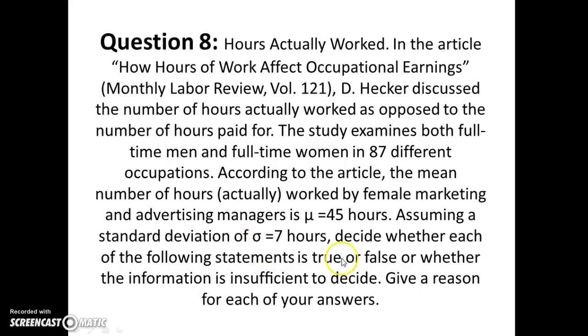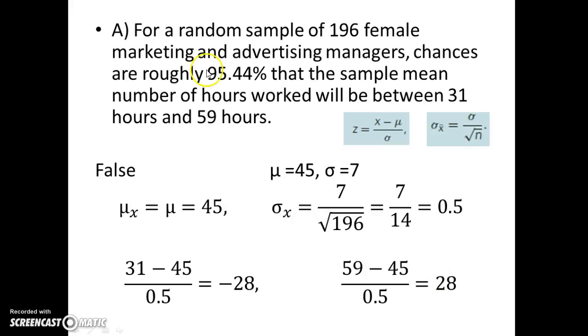Now let's decide if the given statements are true or false. The first one: for a random sample of 196 female marketing and advertising managers, chances are roughly 95.44 percent that the sample mean number of hours worked will be between 31 hours and 59 hours. This is false. How is it false?